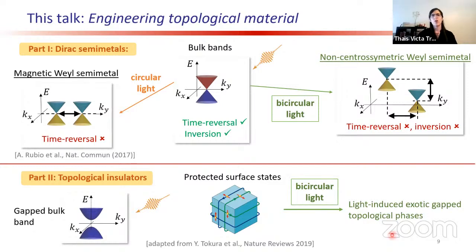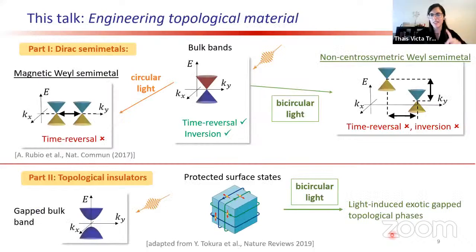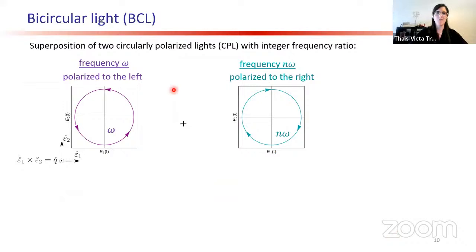Okay, so let's start with the case of the Dirac semimetals. The formalism that we are going to see here today is generic, and you can apply it to any Dirac semimetal that you want. But for showing concrete results, I'm sorry, I got a bit ahead of myself. Before I go to the Dirac semimetal, let me tell you about this light, because I have been talking a lot about BCL, bicircular light, but I never formally introduced it. So what is this bicircular light?